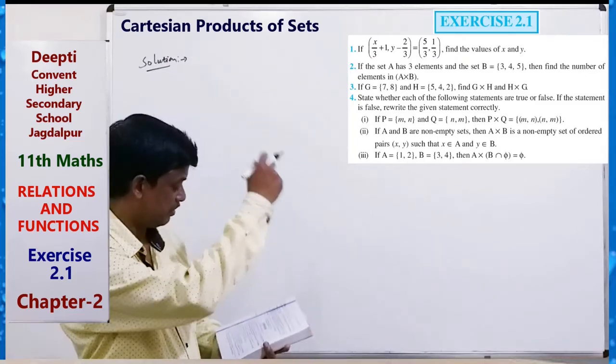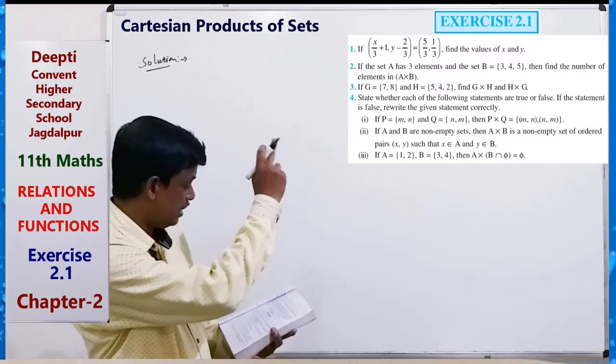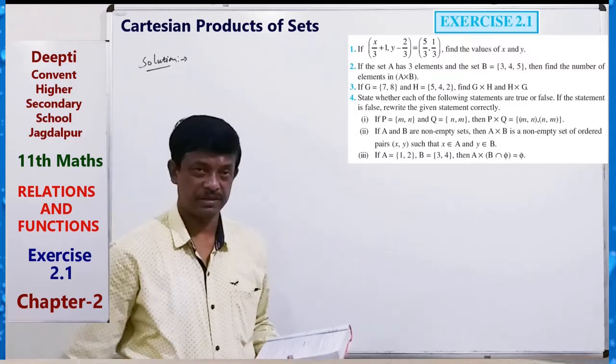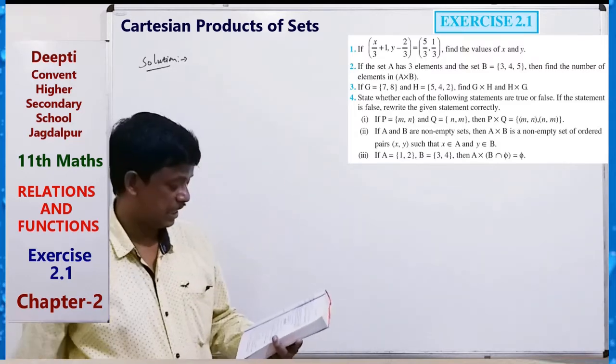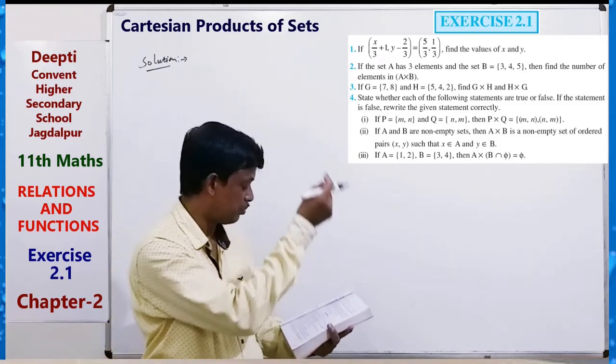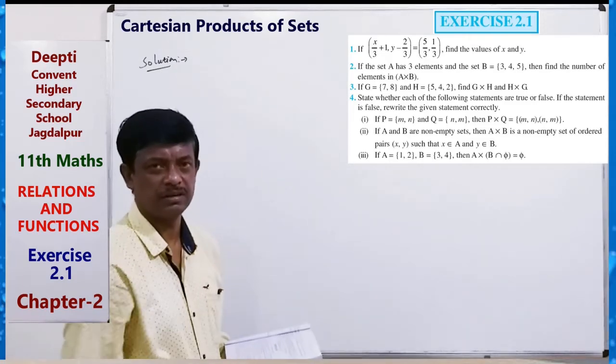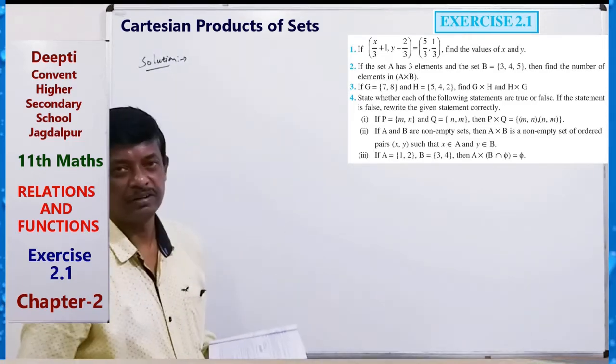Okay. Second question. For second of 4: if A and B are non-empty sets, then A cross B is a non-empty set of ordered pairs (x, y) such that x belongs to A, y belongs to B. Correct. This is the definition. The definition is given. So correct.